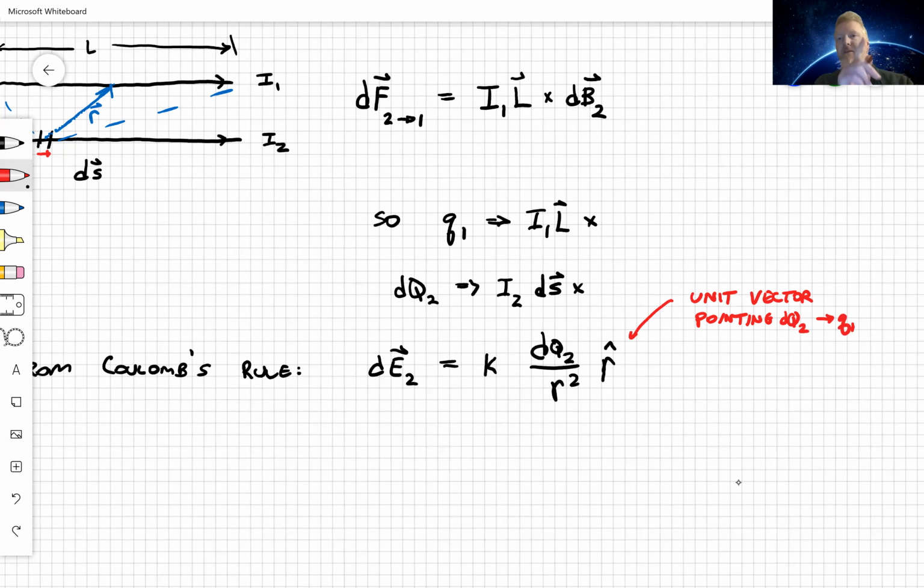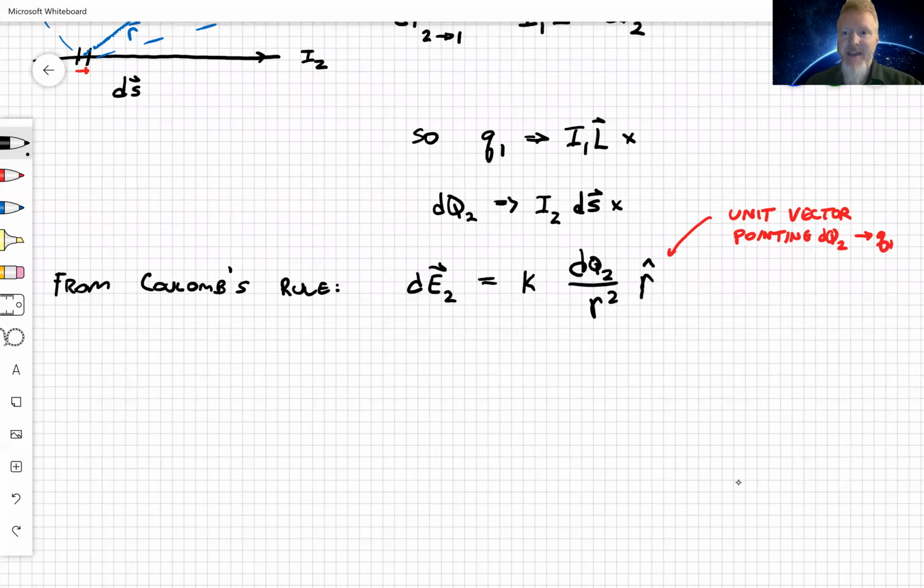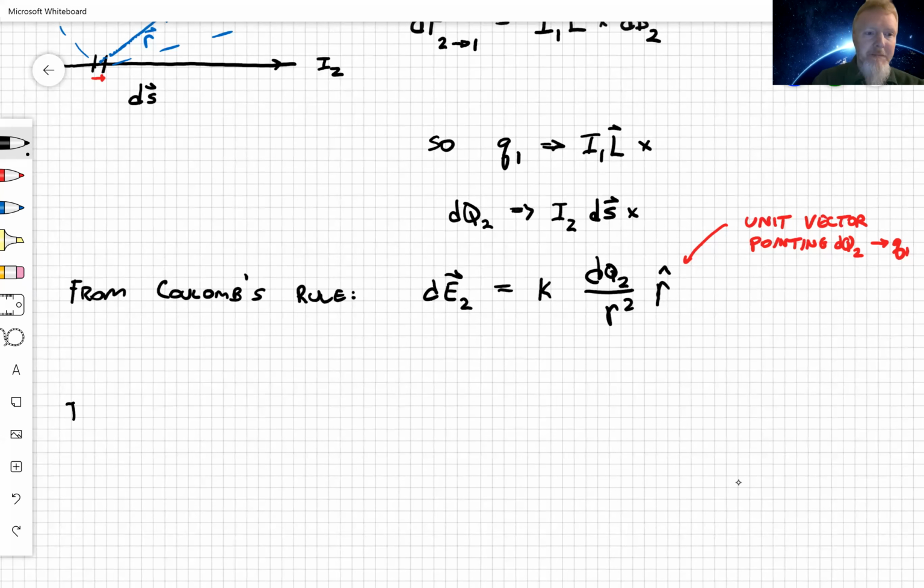And because they're both positive charges, that gives you the nature of the field, because it should be a radially away pointing field. Okay, so let's write the analogy. Since I have that now, I want to calculate dB2. How am I going to do that? Well, I'm going to look at what I did for Coulomb's rule, remembering that dE2 and dB2 are the field bits that I'm going to try and calculate.